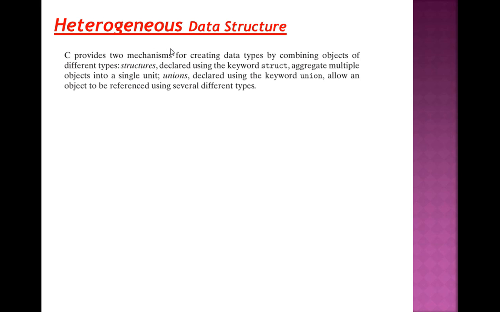Then at last we have discussed heterogeneous data types, which is done using two concepts: structure and union. A structure is a user-defined data type with predefined syntax, and union is also a user-defined data type. But the main difference is that a structure stores every element of the structure in different memory, but a union allocates memory for the largest member and shares that large memory among the members. That is your union.